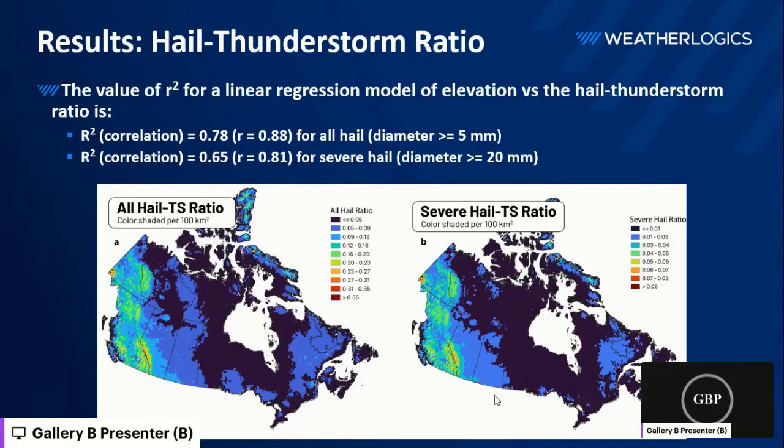For the severe hail thunderstorm ratio, the pattern is very much the same. The key difference just being that the ratios are lower, so the proportion of storms that produce severe hail is just less. And here I've also noted the correlation. So for all hail, the correlation between elevation and the hail thunderstorm ratio is 0.88, and for severe hail 0.81.